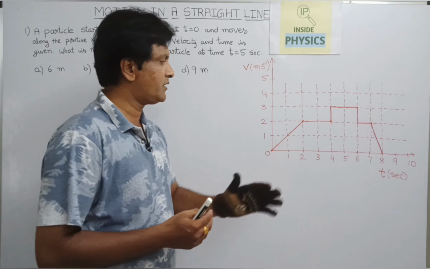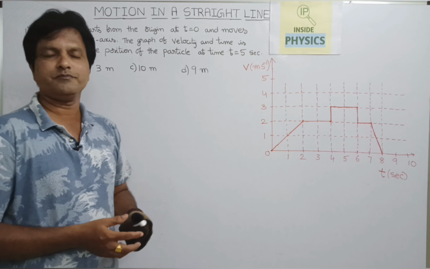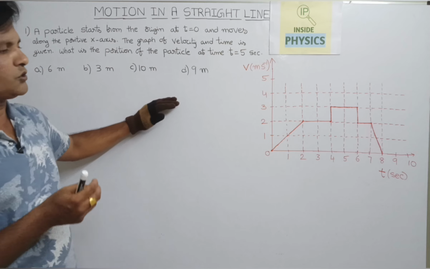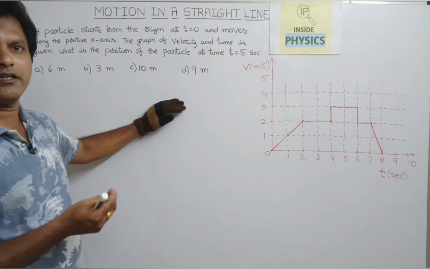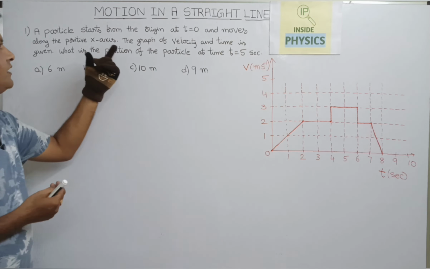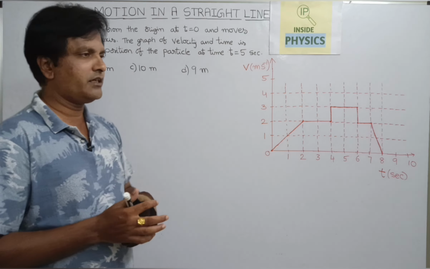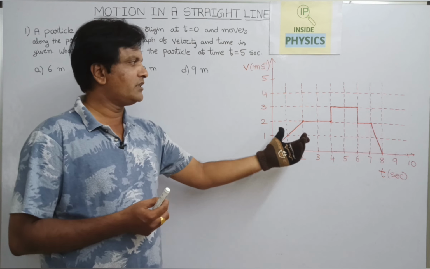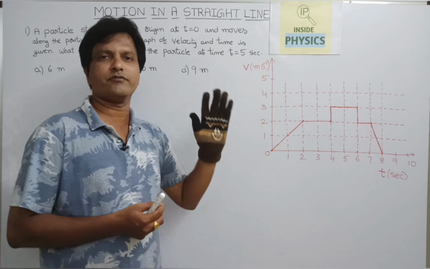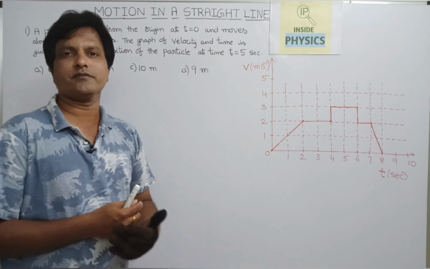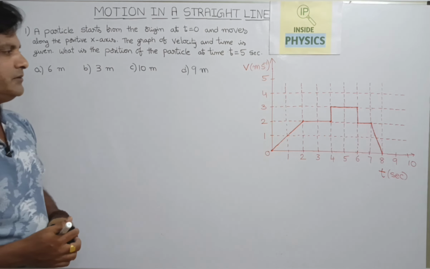It is a velocity-time graph. From any graph, we need to understand two things: first of all, slope and area under the graph. If you are given a velocity-time graph and asked for the position, you should immediately understand that considering the area under the graph, you will get the displacement from this VT graph. So that is how we proceed.